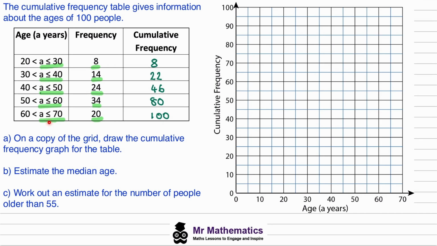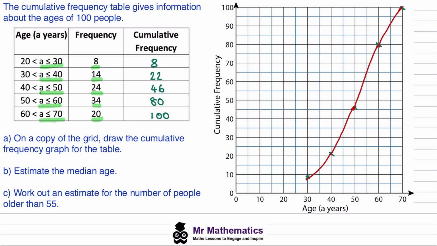And then we need to plot the age against the cumulative frequency on this grid. So we'll plot 30 across and 8 up, and that will go about here. And then age is 40, cumulative frequency of 22. An age of 50 or below, and a cumulative frequency of 46. We'll plot 60 against 80, and 70 against 100. Then we'll draw a smooth curve passing through each of these coordinates. So a curve should look something like this.